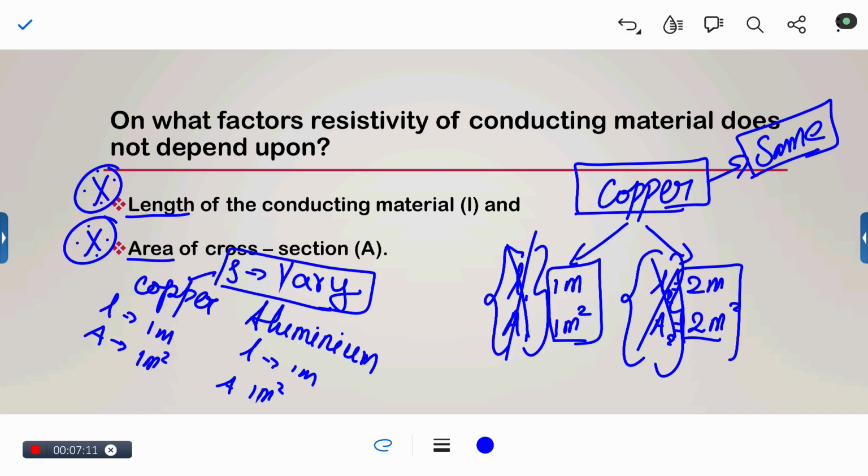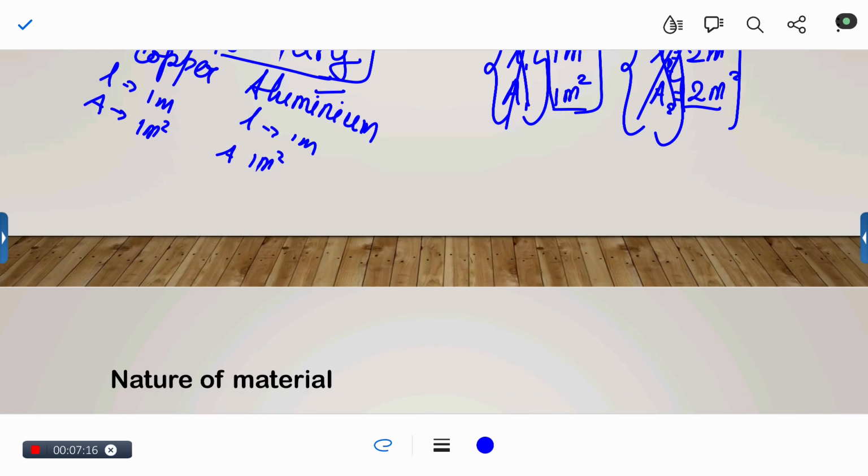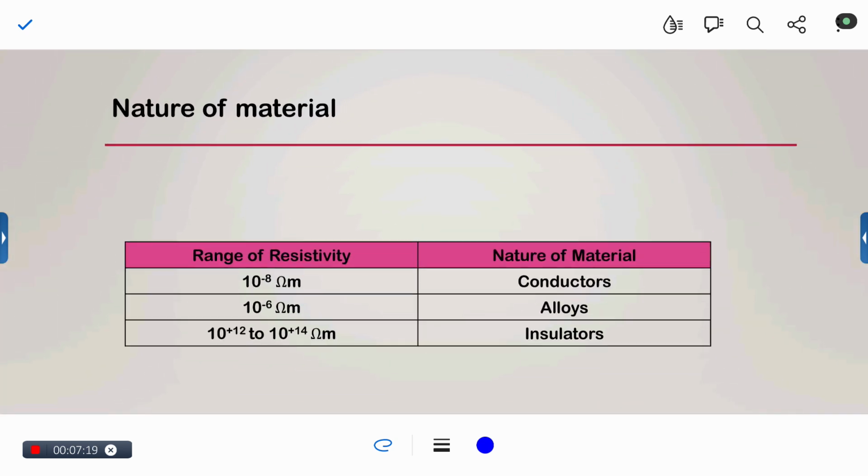The nature of the two materials is different. Since the nature is different, the resistivity also will vary. Next, remember this one.